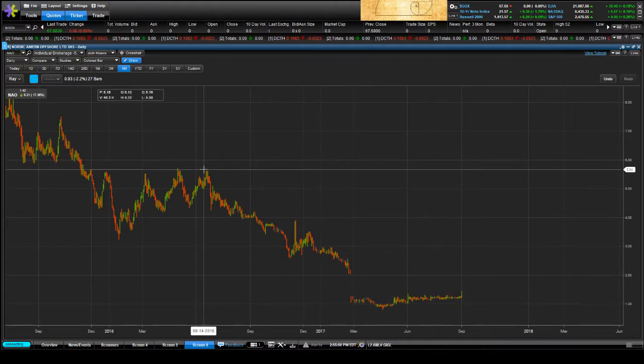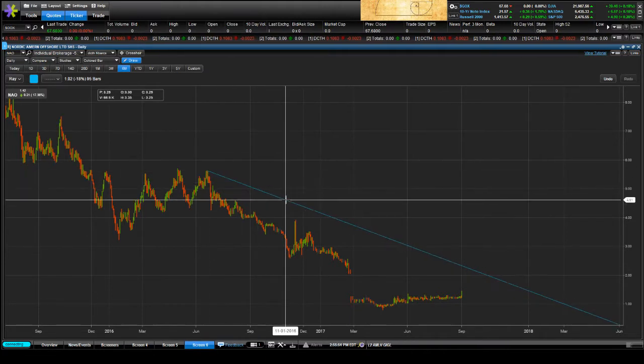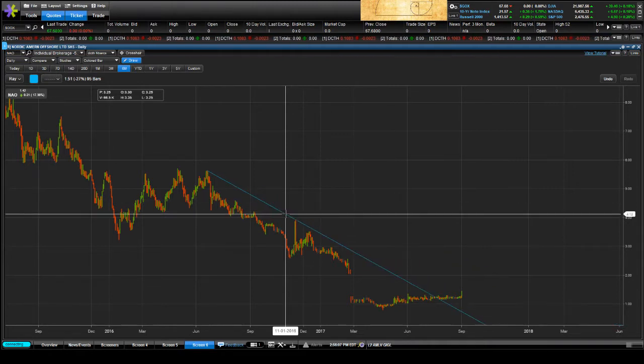But let's pick one of these peaks here. Now what I'm doing here, I just have the ray tool. I'm just going to click on one of the peaks and see a general trend line with the bars here. So I'm just going to go peak to peak.